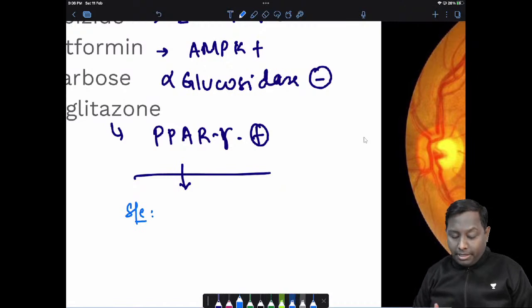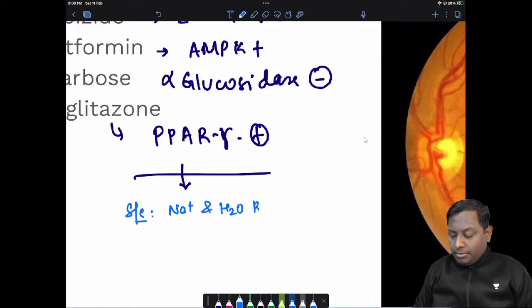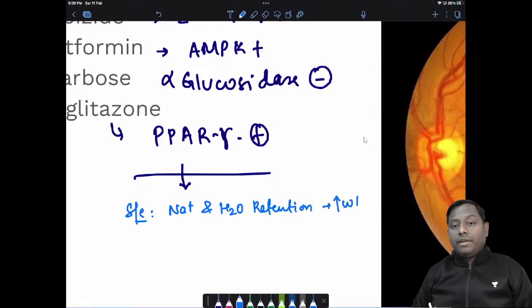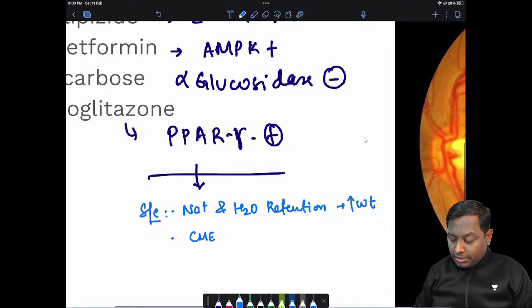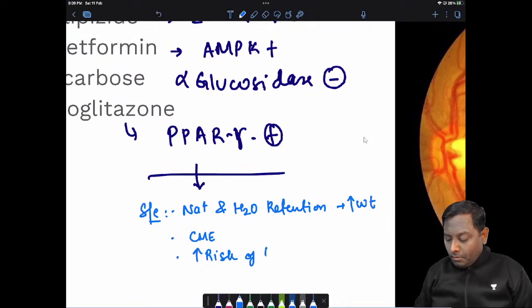In addition to nausea and vomiting, which is a universal kind of side effect, they can cause sodium and water retention. Because of sodium and water retention, remember, there can be weight gain as well. Now this weight gain is different from the weight gain that is caused by sulfonylureas. Apart from that, they can even lead to other problems like cystoid macular edema. And pioglitazone also increases the risk of bladder cancer, mainly associated with pioglitazone.